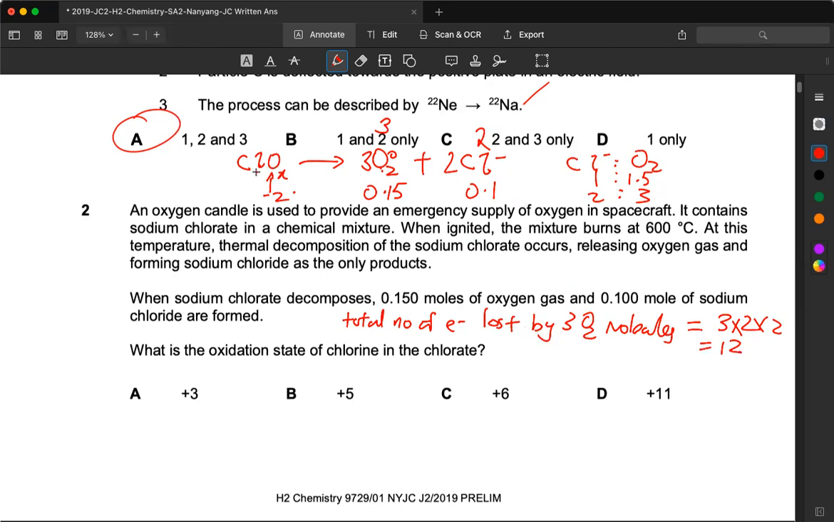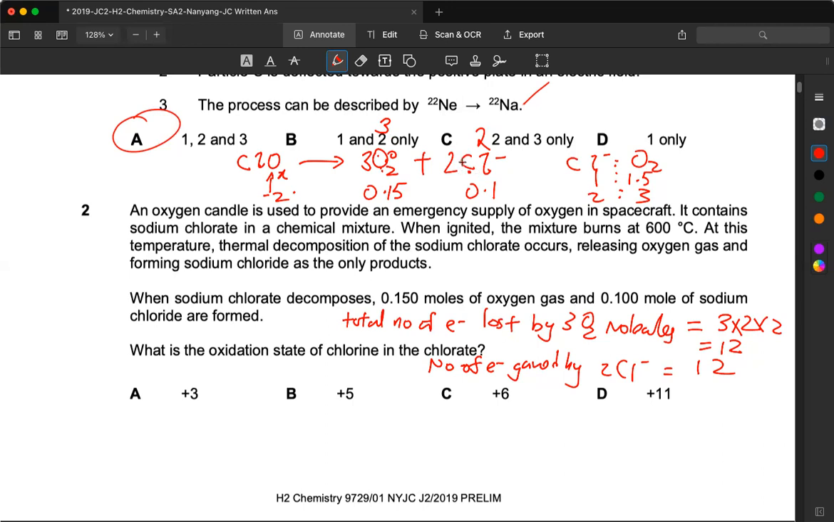If you look at chlorine, it gains, so the number of moles of electrons lost by oxygen will be equal to the number of moles of electrons gained by chlorine. So for the 2 chloride ions, it is also 12. By right, it should be 12, because the number of moles of electron transfer should be the same. The electrons lost here will be equal to the electrons gained by chloride.